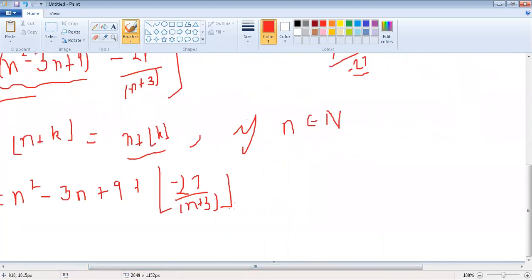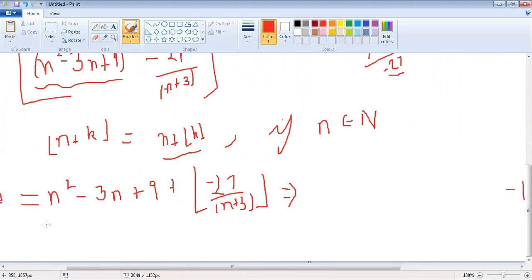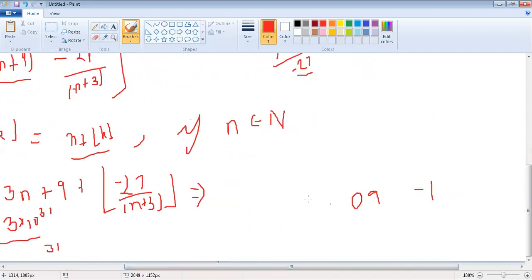This thing is some 0 point something negative, and so the GIF of that thing is minus 1. It is 10 to the power 62 if I resubstitute n, minus 3 times 10 to the power 31, so this involves 31 zeros at the back. So the last two digits are 09, as desired. Then the last two digits are 09 minus 1, so 08. Hence the last two digits of the number are 08.